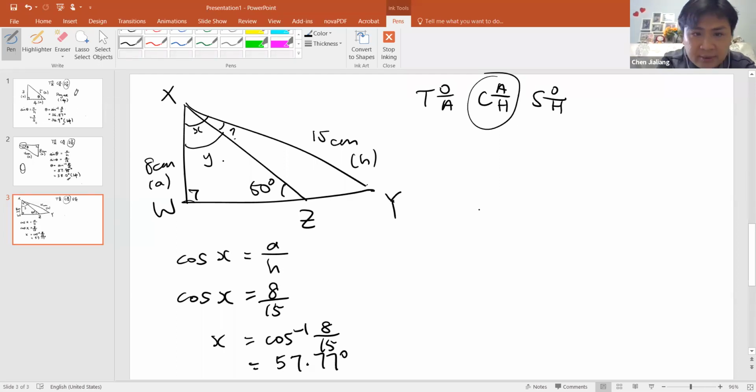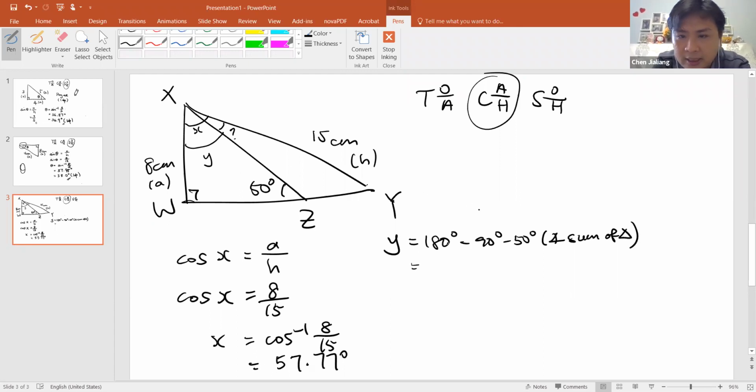Then the next step is we want to find angle Y. This one will be based on what Tian Ai has suggested just now. So you can take 180 minus 90 minus 50 degree. The reason: angle sum of triangle. So we will do the subtraction. You will get 40 degree.